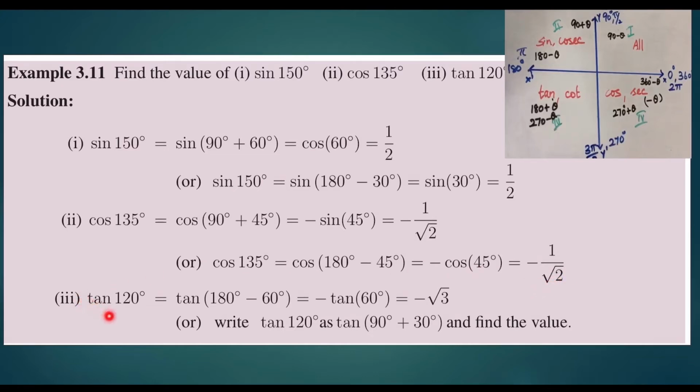Third one is tan 120. It can be written as 180 minus 60. So, tan 180 minus 60 lies in the second quadrant. As it is 180, there is no change in trigonometric ratio for 180 and 360. So, tan remains as tan, but 180 minus 60 is in the second quadrant. In the second quadrant, tan is negative. So, it is minus tan 60, and that is equal to minus root 3.